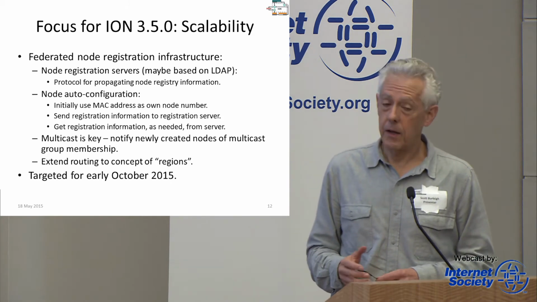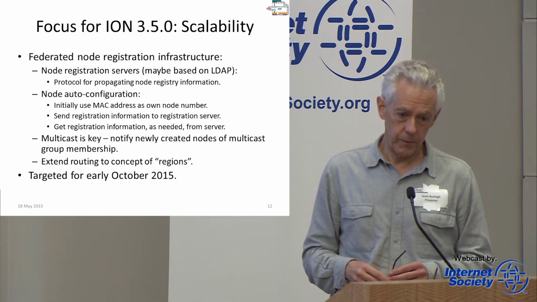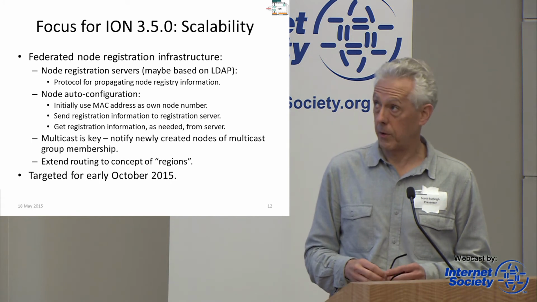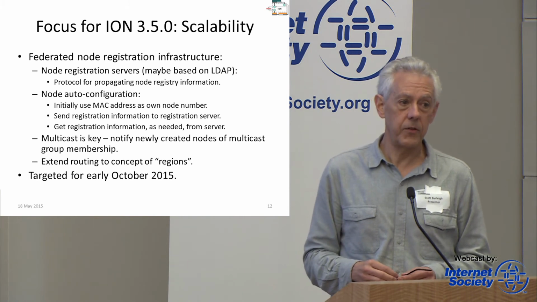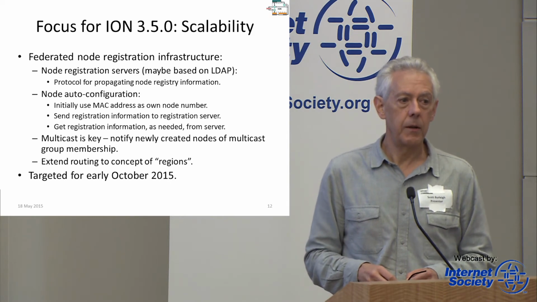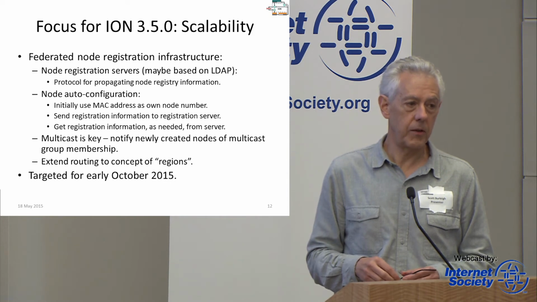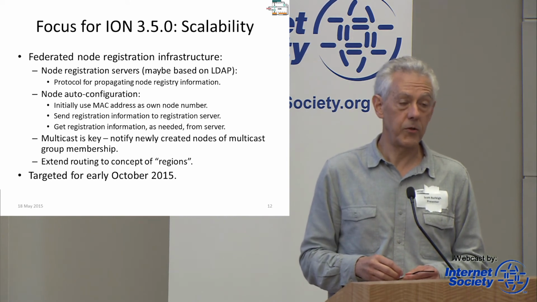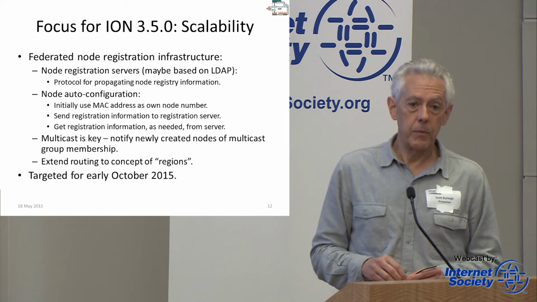Looking further ahead, 3.5.0, and this is the target, the original target for this was end of the U.S. government fiscal year 15. It may slip a little beyond that. And the focus that I have in mind for this is scalability. It's great to be able to do terrestrial networking, but it's not going to solve a lot unless we are ultimately able to scale it up to the very large number of users that we expect to see in a terrestrial network.